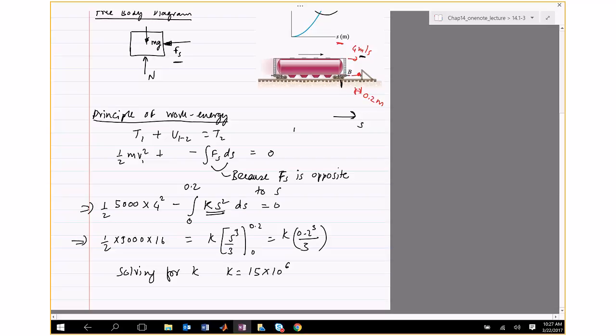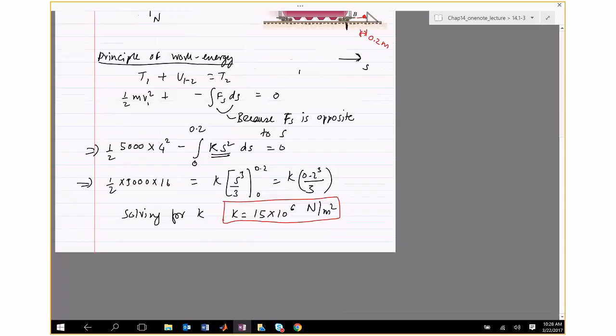Question: what's the units of k? Are you sure? That's the spring constant if F equals kx, right? What's the units if it's F equals kx squared? Right, newtons per meter squared. So why newton per meter squared? It's because F is ks squared. The units of F is newton. You want to find the units of k. The units of s is meters, so meter squared. So k has to be newton per meter squared.